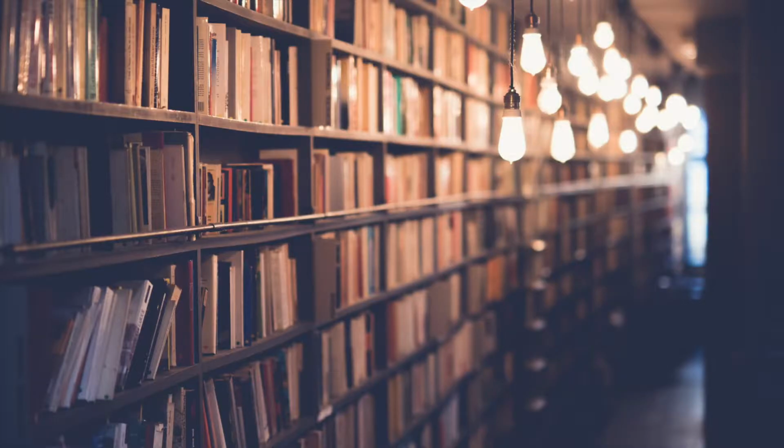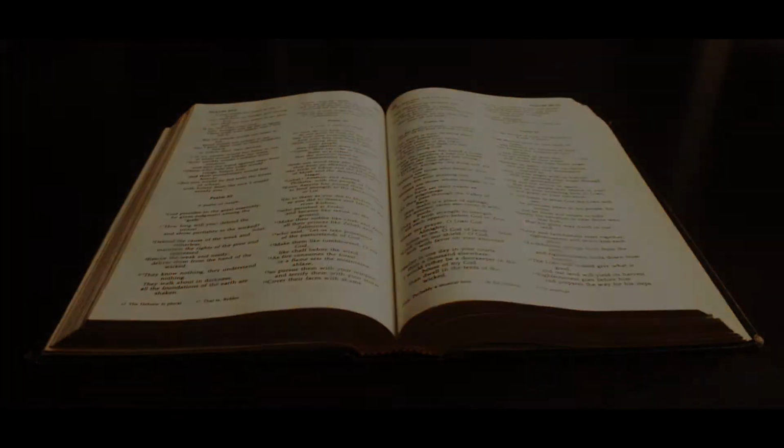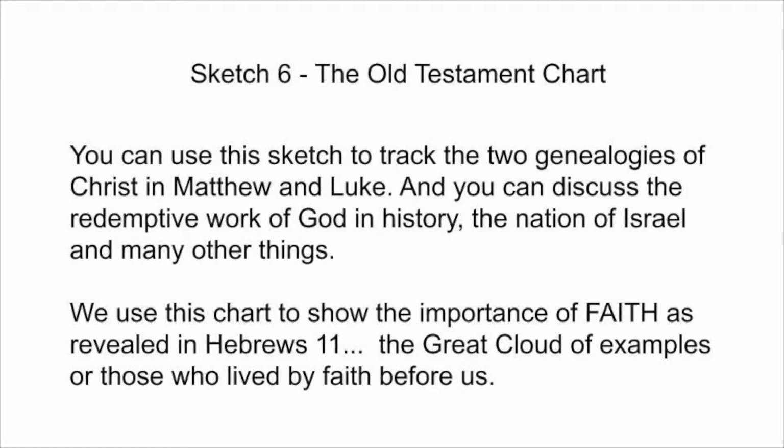And in this next sketch, we're going to go through an Old Testament chart that I think you're really going to enjoy. There are many great libraries in the world, but none greater than the 66 books that make up the one book, the only book that God ever wrote. We turn now to sketch number 6, the Old Testament chart.